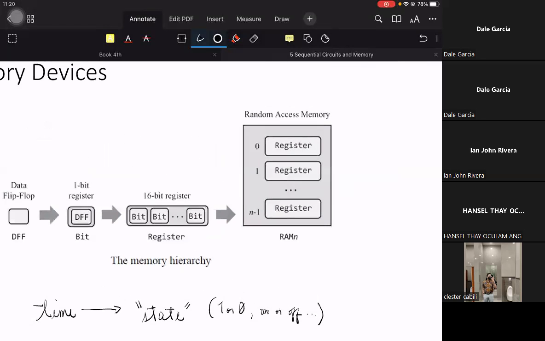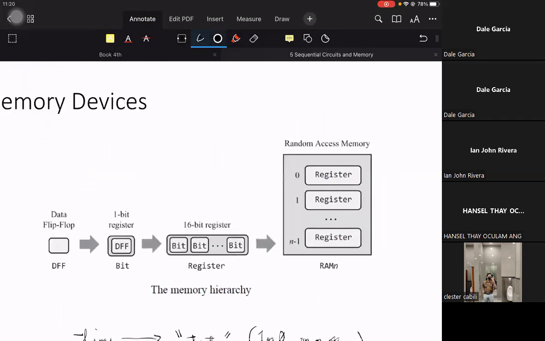So whatever the state is of the device, because it has a state, its current state, it will be able to carry that state whenever time goes forward. Okay? So unlike the combinational logic circuit, time is not of the essence, so to speak. Time doesn't matter. So the output is just a function of the input.